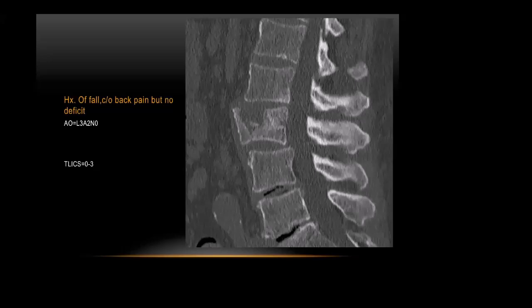Next. Okay, so this is a patient with a history of fall and back pain, but there's no deficit. This is the classification of the fracture type. What does it show? What does it mean? Sir, L3 indicates the level of fracture. Right. And A2 means split fracture, as you taught us. And no neurological deficit, N0. Okay. And if the TLICS score is less than 4, it's non-surgical.